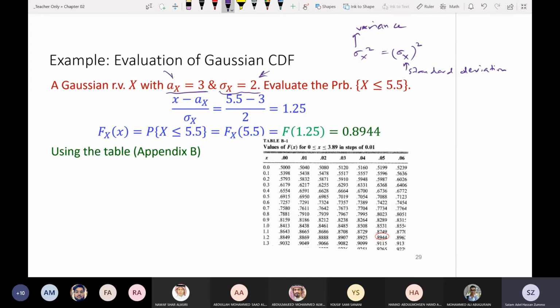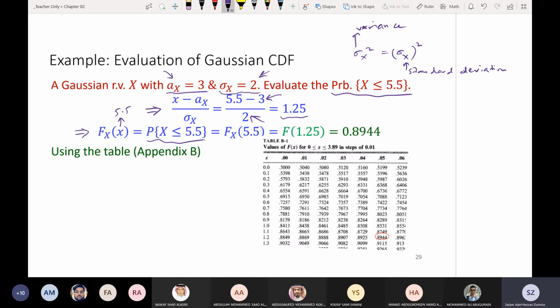Now I give you a random variable, Gaussian random variable with the average equal 3 and standard deviation sigma x equal 2. And I ask you evaluate the probability that x is less than or equal 5.5. So what do I do? Simply I normalize. I subtract from x, اللي هي 5.5, 3 and I divide by the standard deviation. So I get 1.25. So Fx of x اللي هي عبارة عن 5.5 equals the probability that x is less than or equal 5.5.